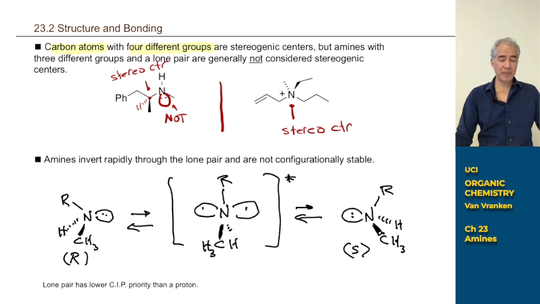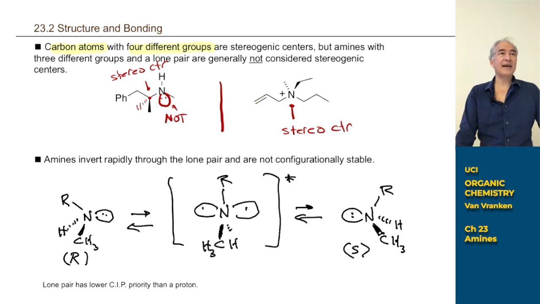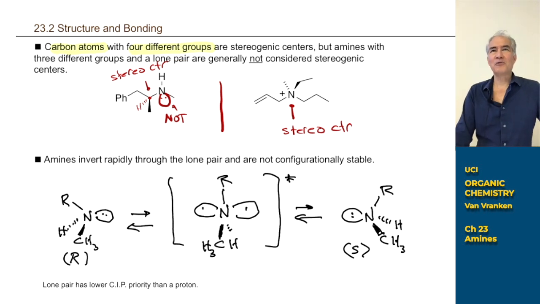And if there's no lone pair, as in the case of this quaternary ammonium thing, it can't invert like that. It's only when there's a lone pair on there that that inversion is rapid and reversible. We never had to worry about this with oxygen because you can't have 4 different groups on oxygen. You're always going to have 2 lone pairs on oxygen. So this is a new thing.